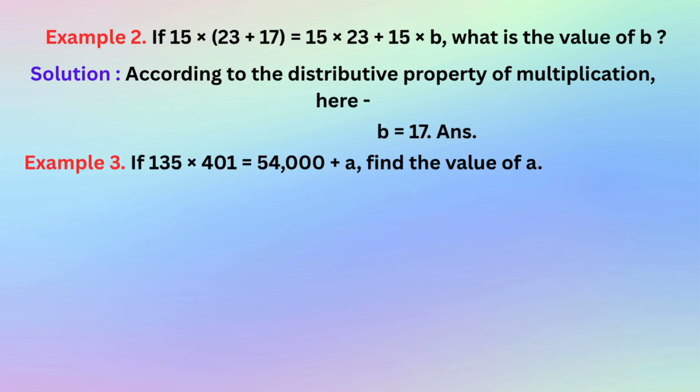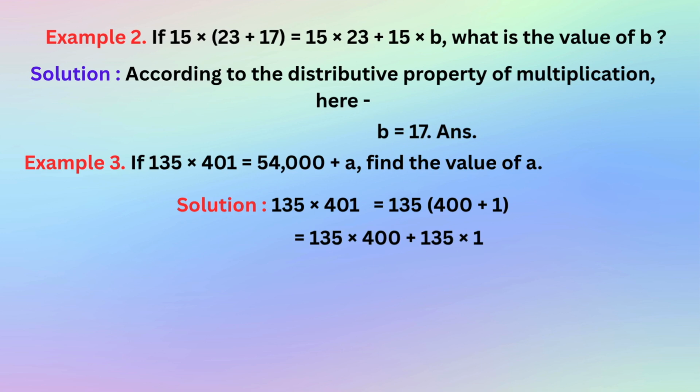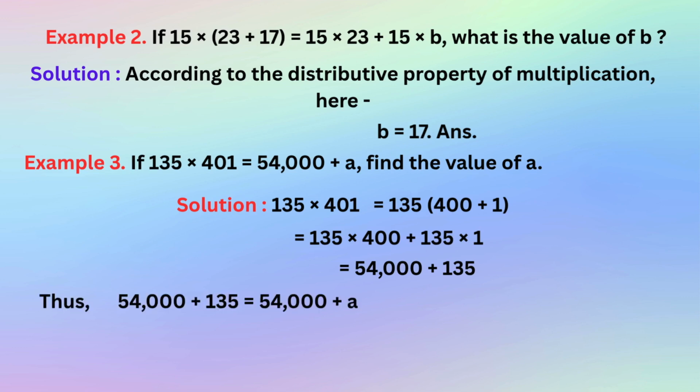Example 3. If 135 times 401 equals 54,000 plus a, find the value of a. Solution. 135 times 401 equals 135 times (400 plus 1) equals 135 times 400 plus 135 times 1 equals 54,000 plus 135. Thus, 54,000 plus 135 equals 54,000 plus a. A equals 135.